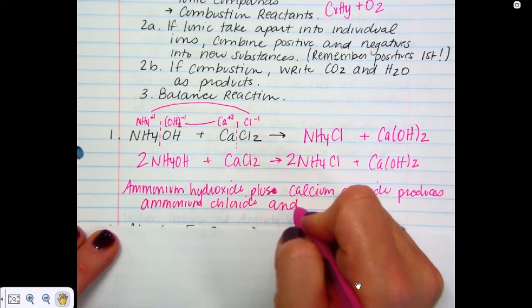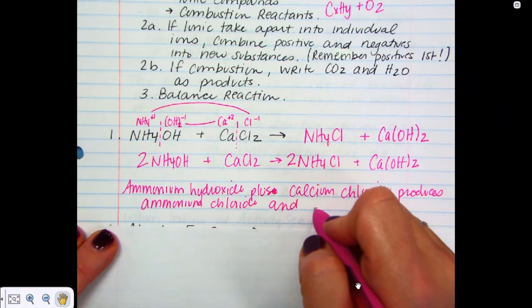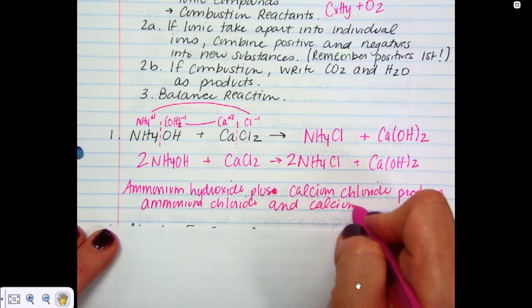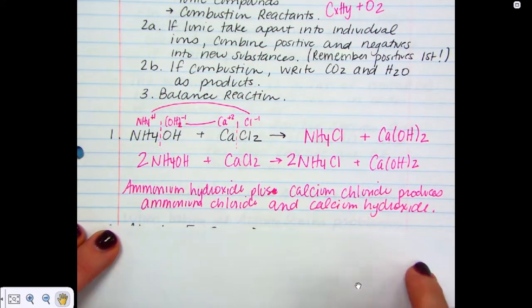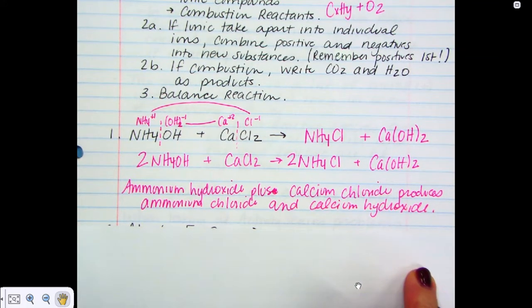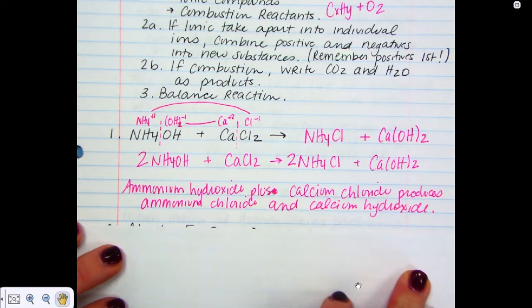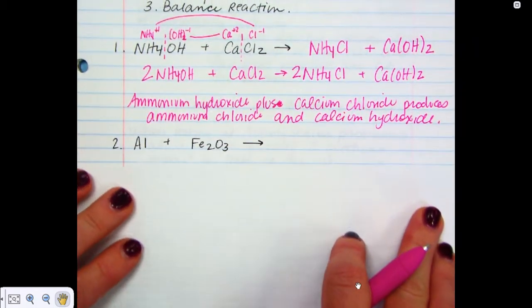and calcium hydroxide. Period. Done. If you are good at your nomenclature, this is easy, right? All you're doing is reading it off. You already say what they are. Write it down. Okay. Let's look at another example.